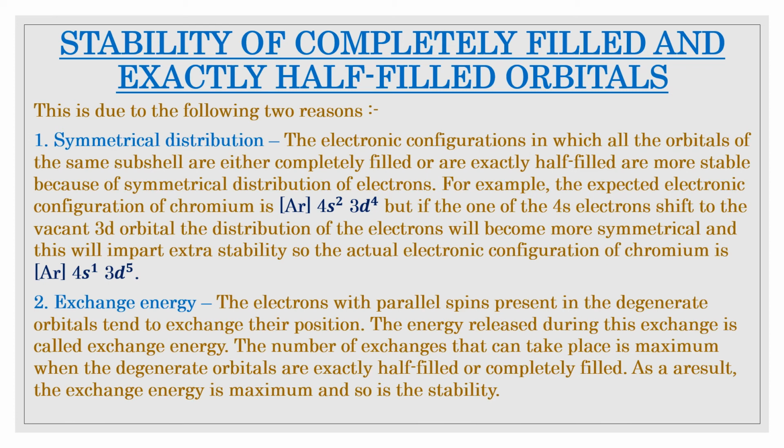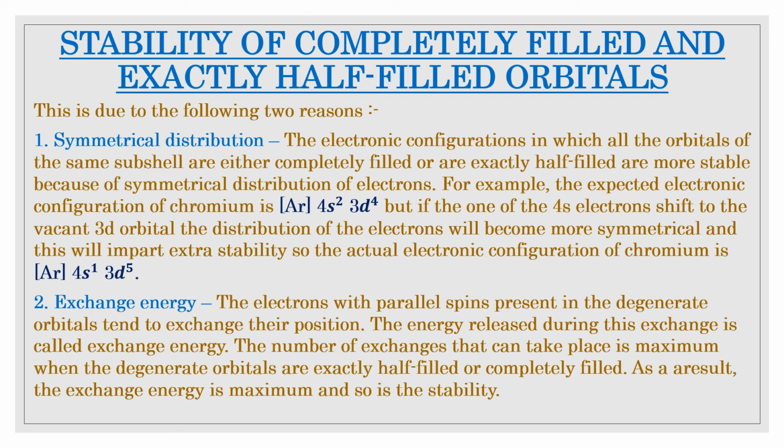So why is this so? This is because of the following two reasons. The first one is symmetrical distribution. It is a well known fact that symmetry leads to stability. Thus the electronic configurations in which all the orbitals of the same subshell are either completely filled or exactly half filled are more stable because of the symmetrical distribution of electrons.